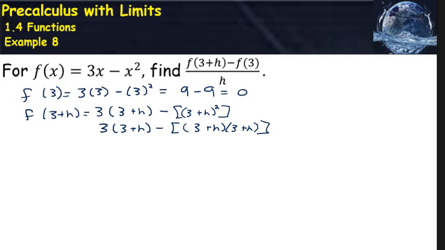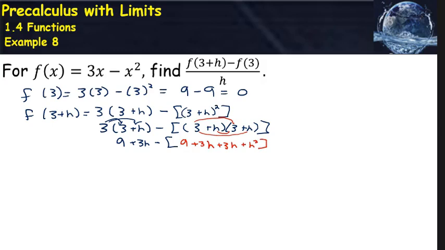Okay, so now I'm going to distribute the 3 through, and I get 9 plus 3h minus, and then here I have to factor, or sorry, not factor, FOIL. So I multiply those together, that's the first, that's 9, and then the outers give me 3h, the inners give me 3h, that's 3h, and then another 3h, and then an h squared.